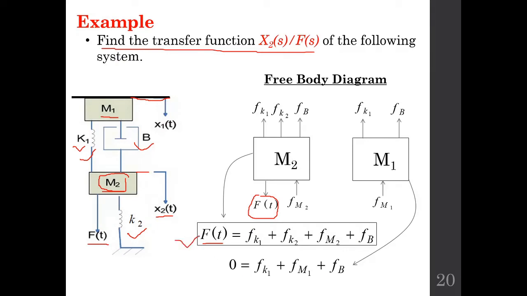So this is the equation of motion for body M2, and this is the equation of motion for body M1. And we need to find out the transfer function X2(s) divided by F(s) from these two equations of motion. So let's find out what is F of k1, F of m1, F of b, then F of k1.